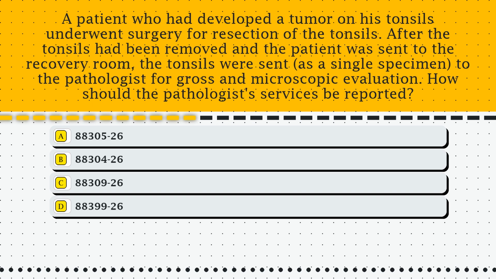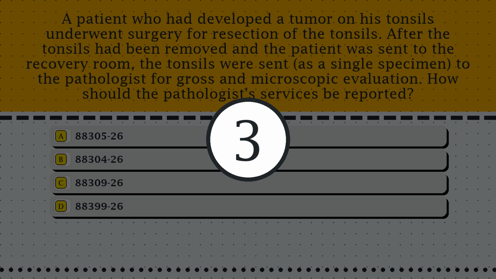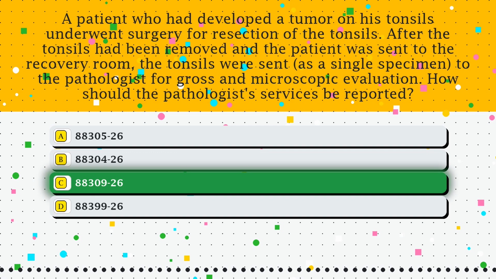Option A, 88,305-26. Option B, 88,304-26. Option C, 88,309-26. Option D, 88,399-26. The correct answer is option C, 88,309-26.